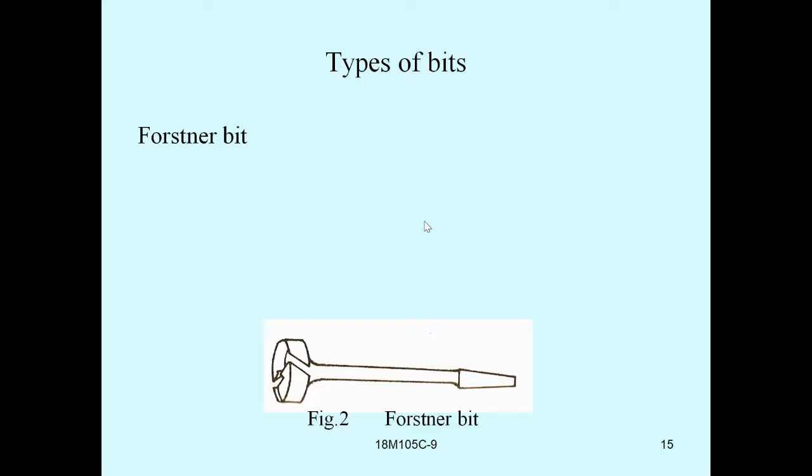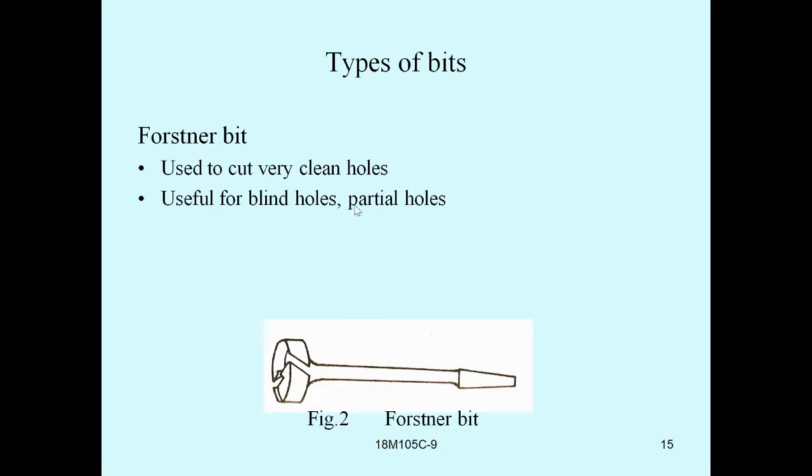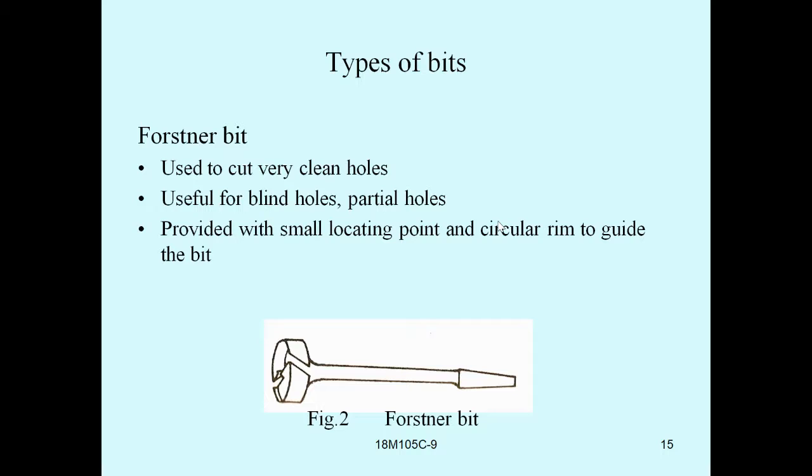This is one of the types of bits, the fastener bit. This type of bit is used to cut very clean holes. These are useful for blind holes and partial holes. These bits are provided with a small locating point and a circular rim to guide the bit.